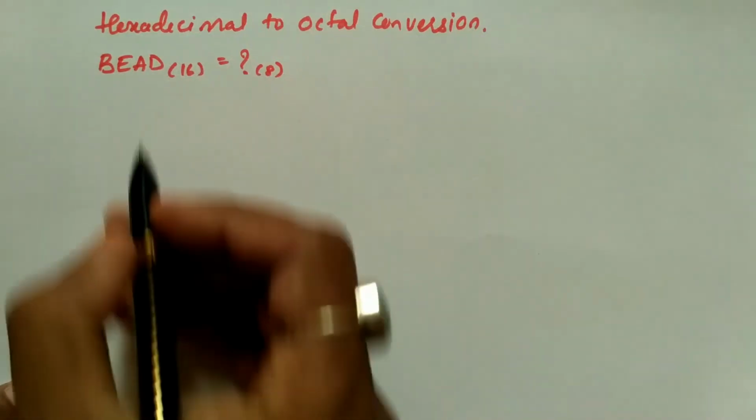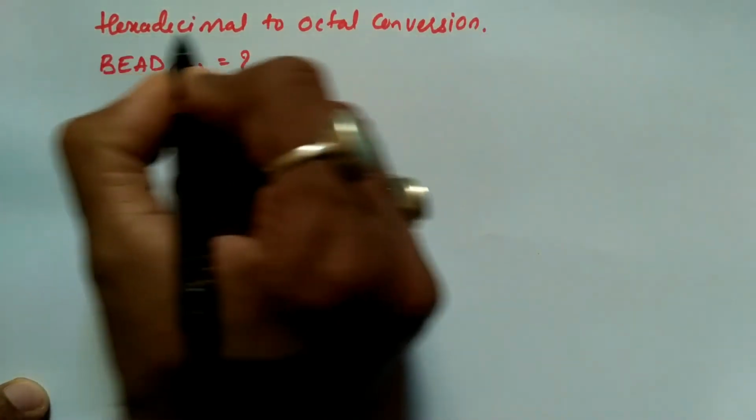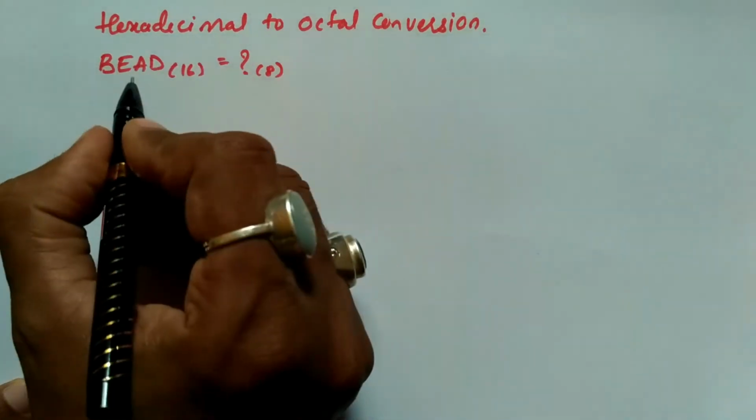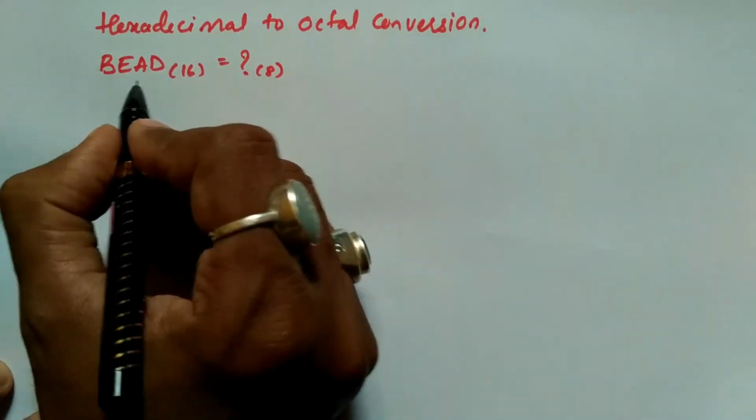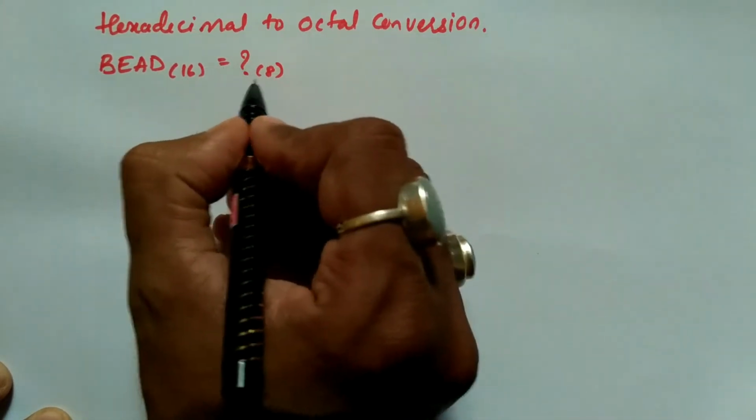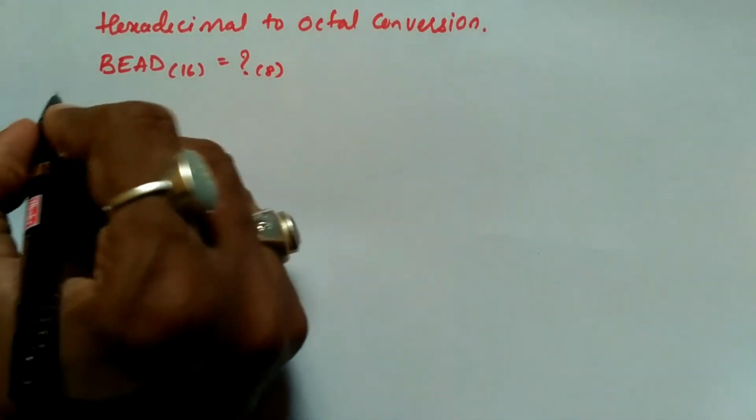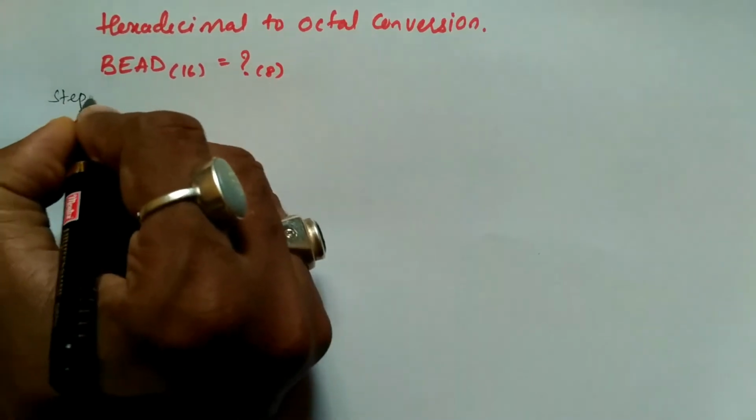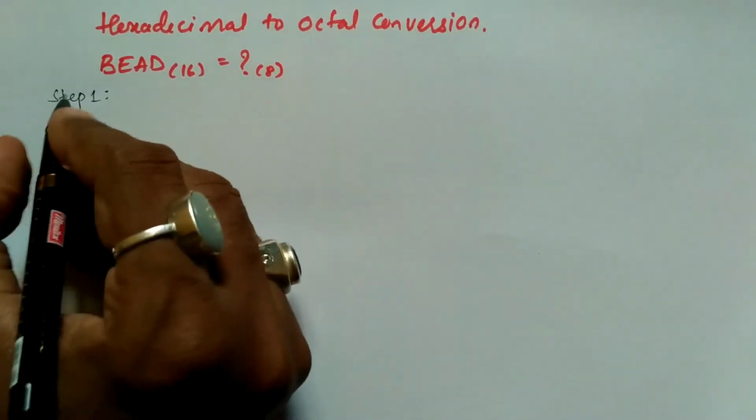Hello viewers, in this video we are going to study hexadecimal to octal conversion. We have already been given an example: BEAD to the base 16 is equal to what to the base 8? Now let us understand the procedure, divided into a number of steps.